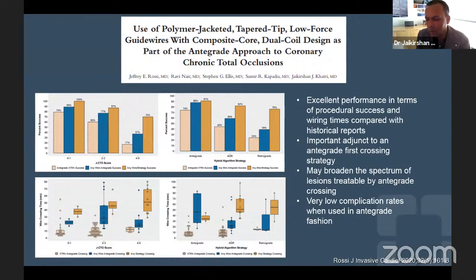But what's very interesting is that, irrespective of the lesion complexity and irrespective of what the hybrid algorithm recommends, if the XTA or XTR are successful, the wiring time is low. You can see down here in the bottom panel, when we cross, it's very, very quick. So what you can take from this is that with an inexperienced operator, there's very little to lose by trying with these wires. They're too soft to really do any harm. And if they're going to succeed, they succeed very, very quickly. And if they fail, you're basically set up for more advanced crossing strategies, be it ADR or retrograde.